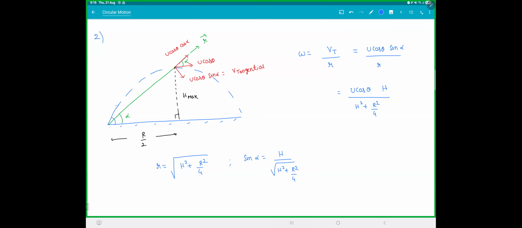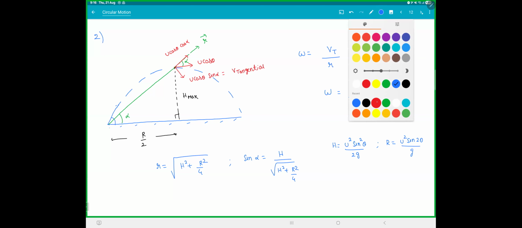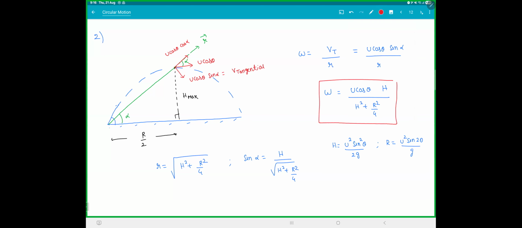And you know the values of h and R. What is h? h is u square sine square theta by 2g. R will be u square sine 2 theta by g. I will leave it to you. You can solve it and see. If your numbers are given, you would have got it more easily, I guess. Are you getting anything good? It looks very weird. So there, you can simplify that, and that will be your omega. You know all the values there.